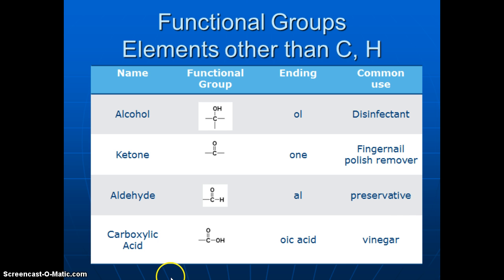And the last functional group we're going to look at is kind of a combo group. We call that carboxylic acids. And here is what we're looking for to identify it as a carboxylic acid. I have a carbonyl group, a C double bonded to an O, and then I also have an OH group. So it's like a carbonyl and a hydroxyl group put together, and this is at the end of a molecule, and we give this name oic acid, and one common use, well, vinegar is a carboxylic acid.